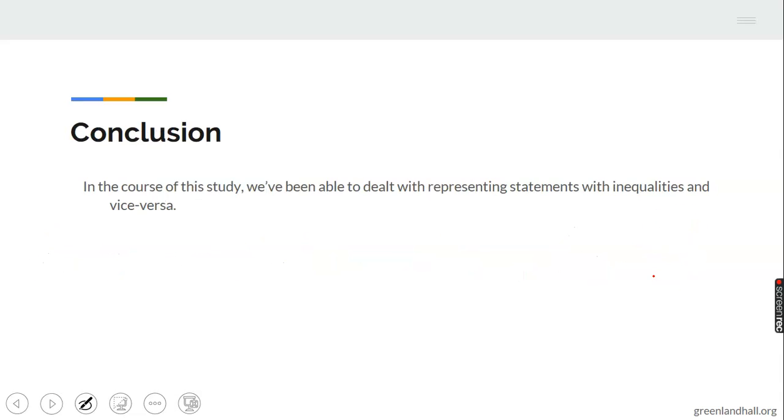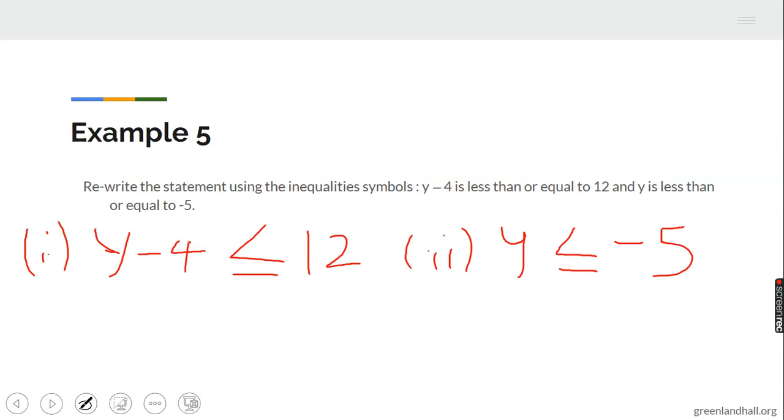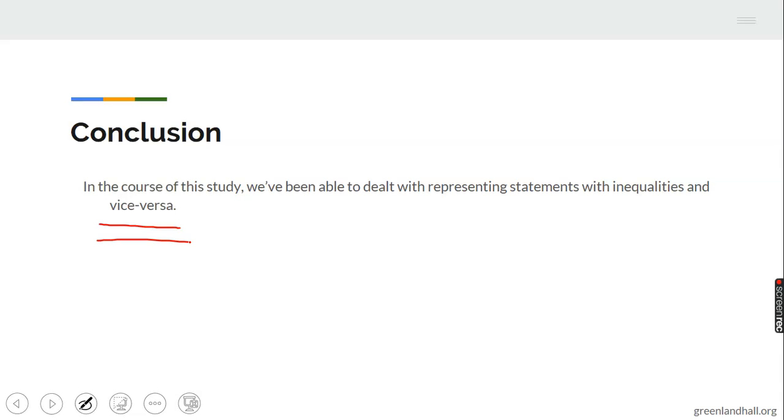That's all. Simple. Now, in conclusion, in the course of this study, I think we've been able to deal with representative statements with inequalities, and I think we've not touched the other way around. That is, we can interpret inequality to a statement form. So what we just did is to interpret from a statement form to inequality form. So in our next class, we're going to look at interpreting from inequality form to a statement form. It's very, very simple. Then from there, we go to how to solve inequalities and so on.